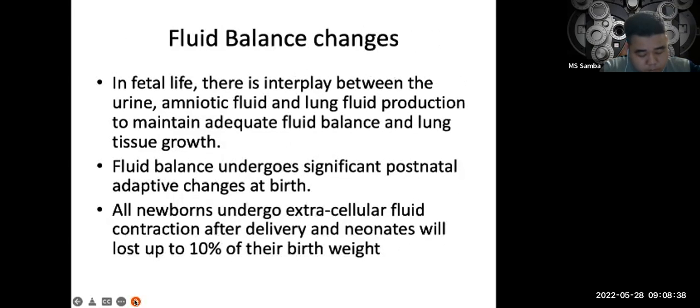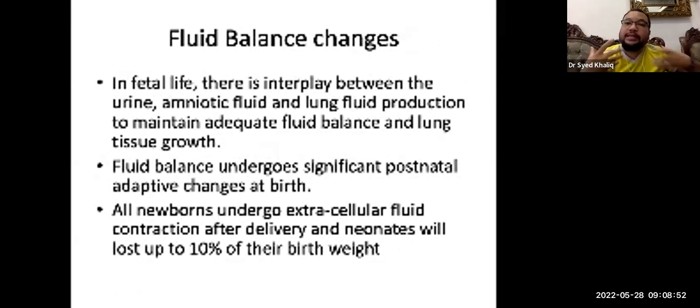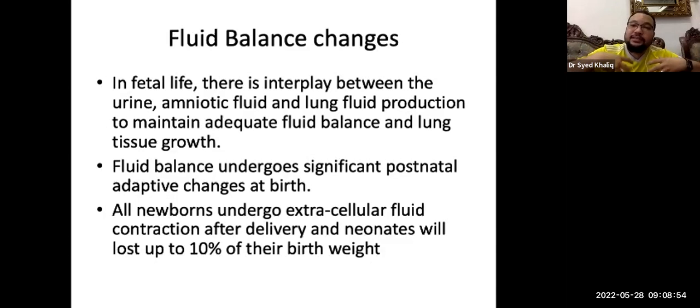Okay, alright. So, okay, lepas ni semua dah tak berapa important sangat lah. Lepas ni sikit-sikit je. So, fluid balance changes. So, before ada interplay between the urine, amniotic fluid dengan lung fluid, dia nak protect dan maintain growth. Amniotic fluid, presence of fluid inside the lungs, kan? Kita dengar tadi macam problem kan sebab dia cause high pressure in the lung. Actually, selain daripada it is very important to have the fluids inside the lungs. Presence of high pressure in the lungs in fetal life is actually important.